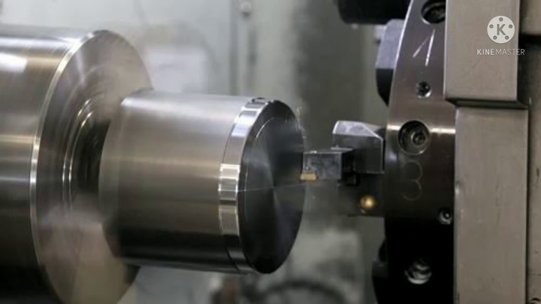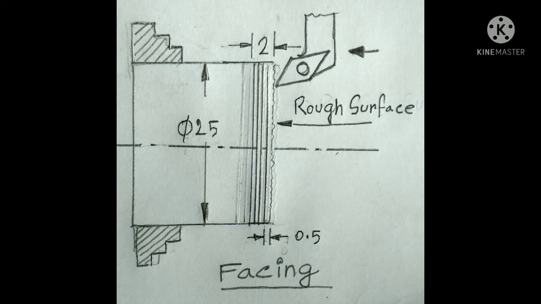But before starting, let's look at what the facing operation is. Here we see a bar of 25 mm diameter whose surface is rough on its open face, and we want to remove 2 mm of material from the surface of this bar, and for this we will use 0.5 mm depth of cut. Later we will discuss in detail how to perform the operation. Now we will write the program.